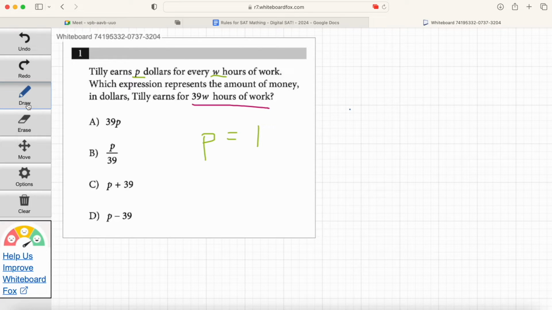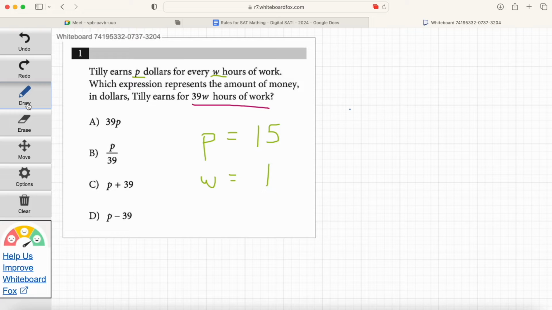Okay, so she's making $15 for every W hours of work. But if we're talking about dollars per hour, $15 per hour, then what's W going to have to be? W's going to have to be 1 hour. So we could literally reread this question right now. It's going to make a lot more sense. Tilly earns $15 for every 1 hour of work. Does that make sense? Can you wrap your head around that now? Mm-hmm. It makes perfect sense.